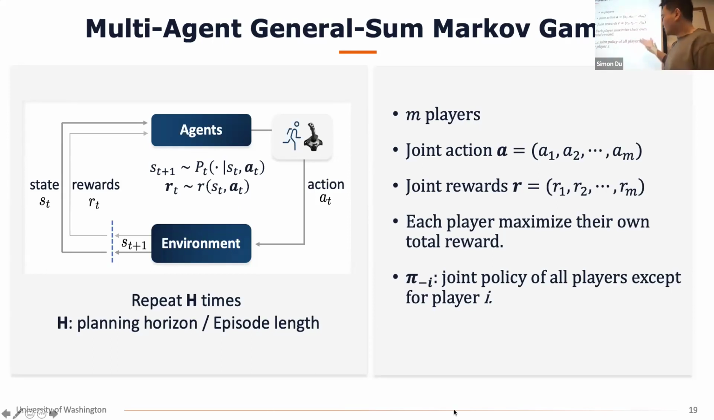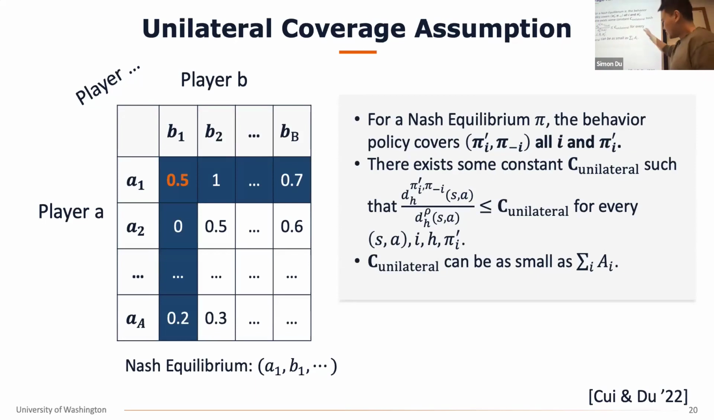And here, one important generalization compared with the two-player zero sum case is that here we denote this pi minus i, which is a joint policy of all players except for player i. So this is the most general form of multi-agent Markov games. So again, we want to study what's the offline dataset coverage assumption you need to learn a Nash equilibrium for this general sum game. So here, basically, we show essentially you need the same assumption, but using this generalization of notion pi minus i.